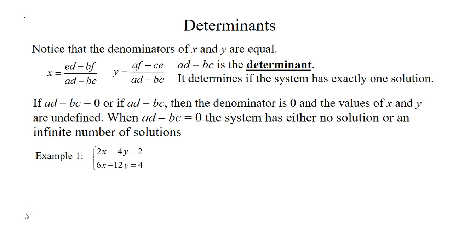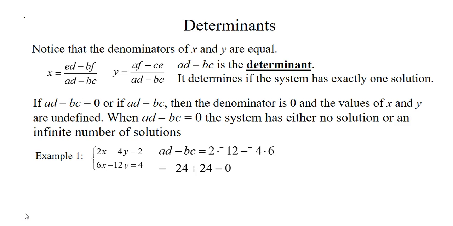Let's take a look at some examples. With this example, we have 2x minus 4y equals 2 and 6x minus 12y equals 4. Our determinant in this case, the AD minus BC, is equal to 2 times negative 12. We're just multiplying across. And remember that AD minus BC are the coefficients of x and y. So you have 2 times negative 12 minus negative 4 times 6, which is going to give us 0. So this indicates that our system doesn't have exactly one solution. It could have no solutions, or it could have an infinite number of solutions.